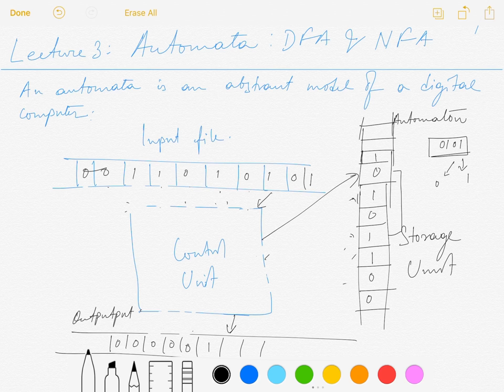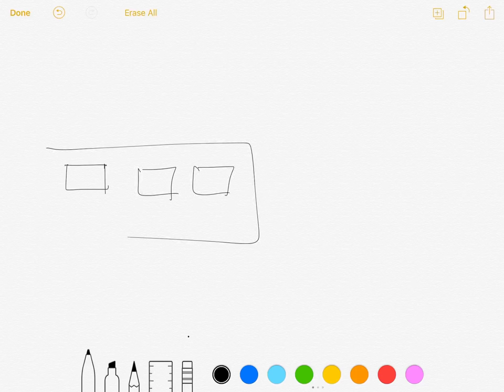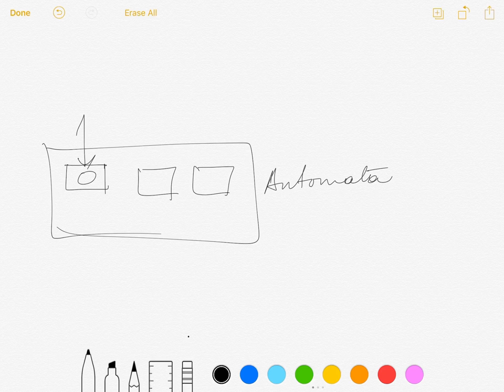Now if these types of automatons are combined together, a large number of automatons, this is one automaton, this is another automaton, all the automatons are combinedly creating one automata. Suppose in my motherboard I have a large number of components, each of the components has its own functionality, each of the components is taking one input, processing that input and showing the output. So each of the automatons combinedly is creating that automata.